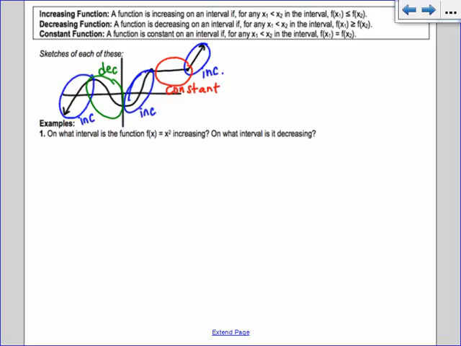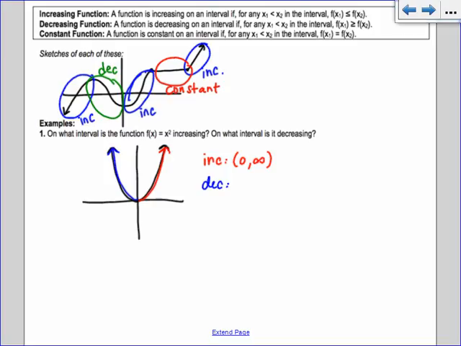Okay? So the first one says, on what interval is the function f of x equals x squared increasing? So if it's increasing, that means on the right side, see how it's going up? All right, so we're going to say it's increasing from 0 to infinity. And then decreasing is going to be on the left side, so it's going to be decreasing from negative infinity to 0.